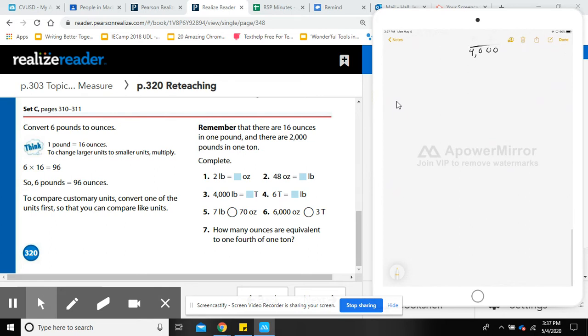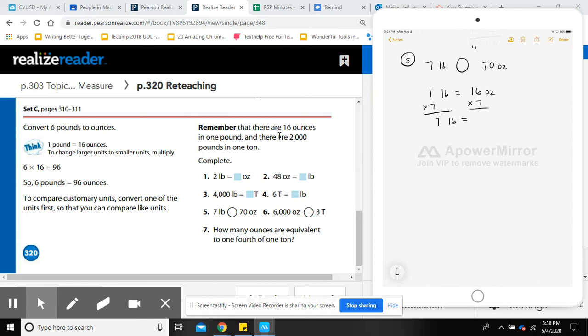All right. Let's look at number 5. So we have 7 pounds, and we're going to add in a greater than, less than, or equal to sign for 70 ounces. If I know that 1 pound is equal to 16 ounces, like it tells me right up here, and I need to get to 7 pounds, I need to multiply by 7. What I do to one side, I have to do the other side.